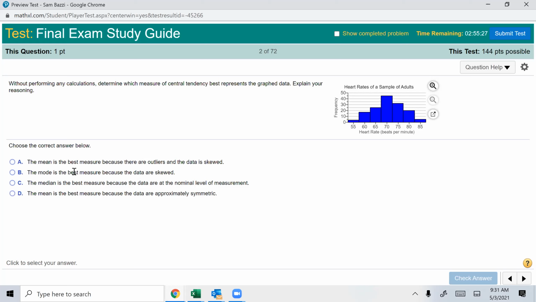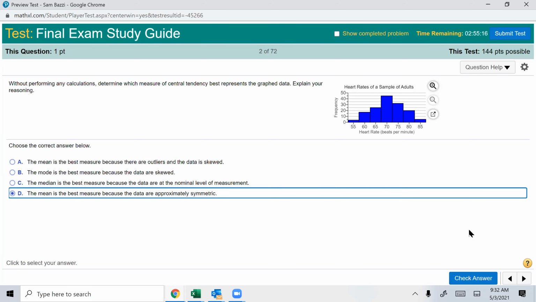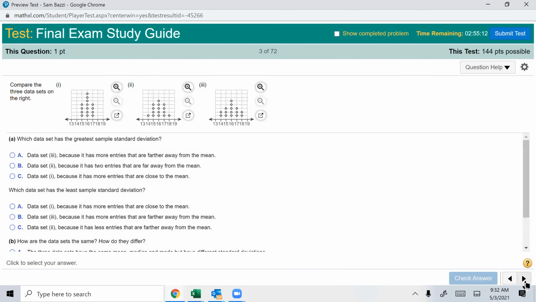Okay. See this exercise here? Because the data is symmetric, the mean would be the best measure here. Okay.